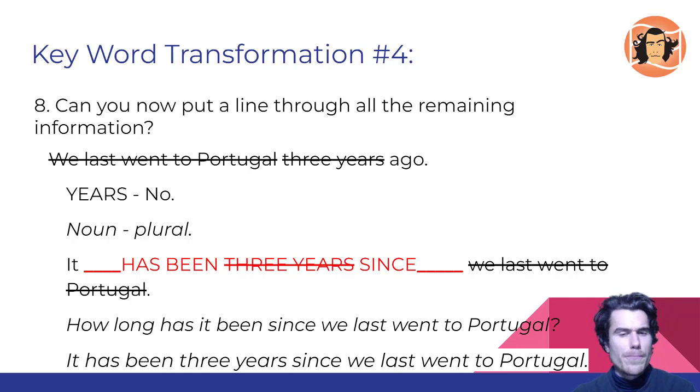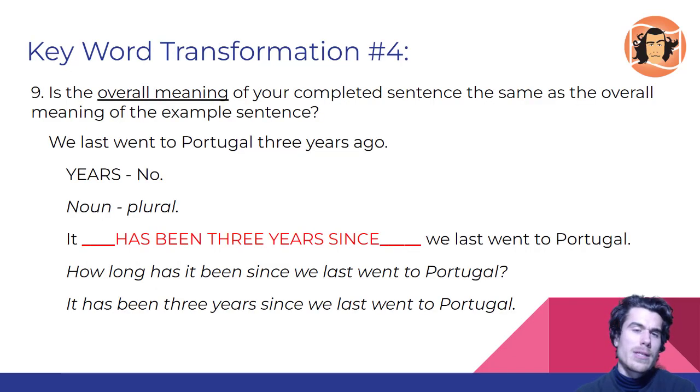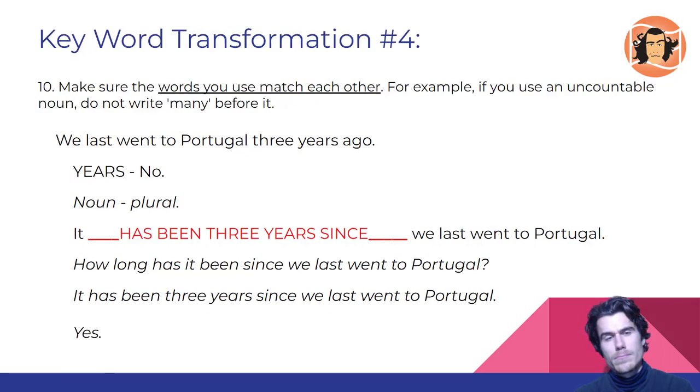And that's why we need to keep checking with the rest of the technique with step number 9, whether our answer is correct. So step 9 is the overall meaning of our completed sentence, the same as the overall meaning of the example sentence. It has been 3 years since we last went to Portugal. We last went to Portugal 3 years ago. Yes, that has the same meaning.